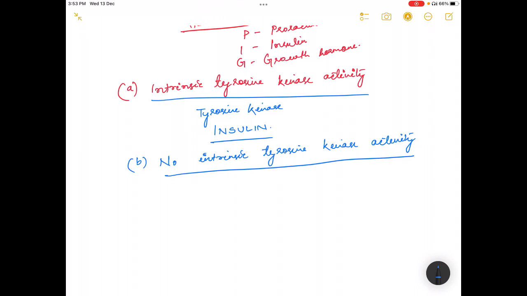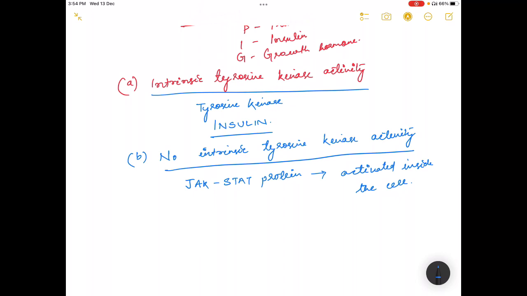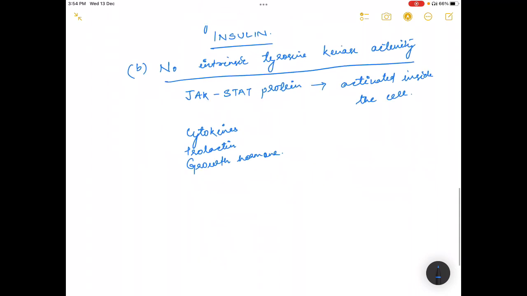Rather, when the drug binds to the receptor outside the cell, there is a protein which is known as JAK-STAT protein. So when the drug binds to the receptor outside the cell, this JAK-STAT protein is activated inside the cell. Now these proteins, they recruit the tyrosine kinase from the cytoplasm, and these are present for cytokines, the prolactin and growth hormone.